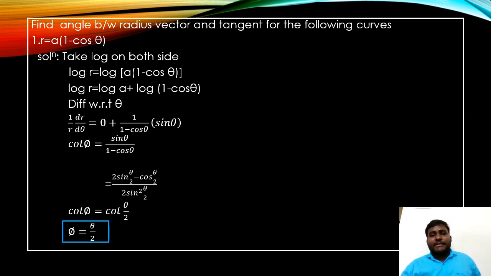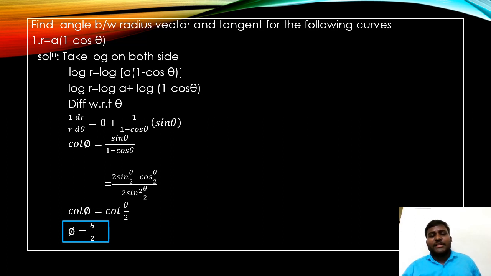Find the angle between radius vector and the tangent for the following curve: r is equal to a of 1 minus cos theta. We are going to take log on both sides, as I said before. By taking log, we are going to get log r is equal to log of a of 1 minus cos theta. By simplifying it, we are going to get log r is equal to log a plus log of 1 minus cos theta. By differentiating it, we are going to get 1 by r dr by dθ is equal to 0 plus 1 by 1 minus cos theta into sine theta.